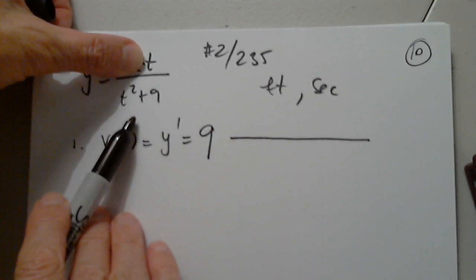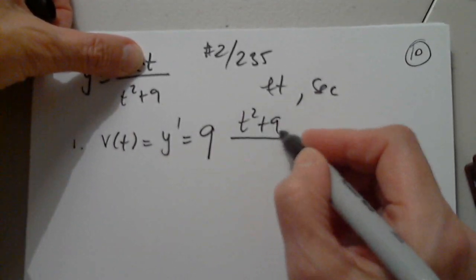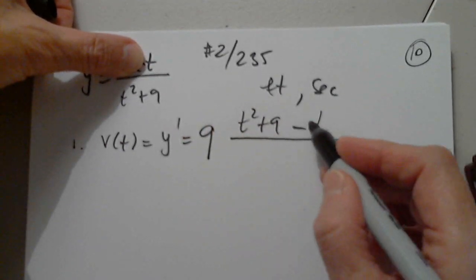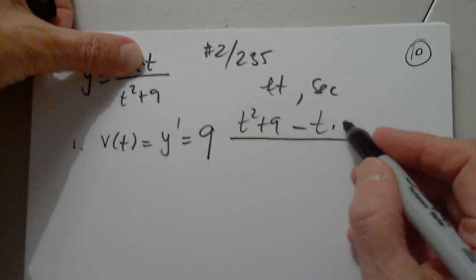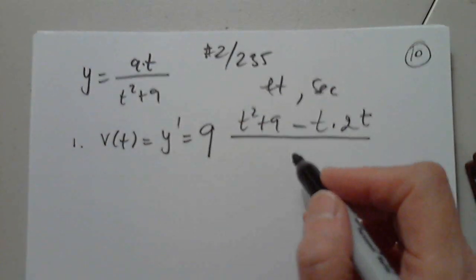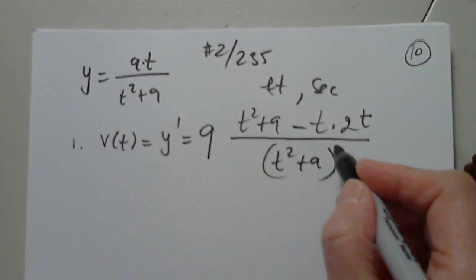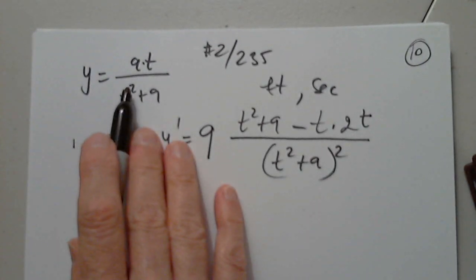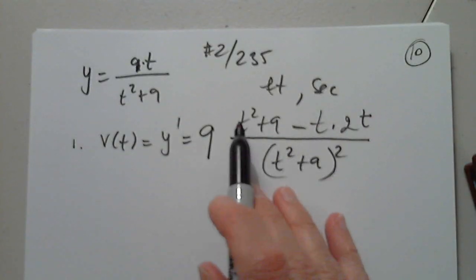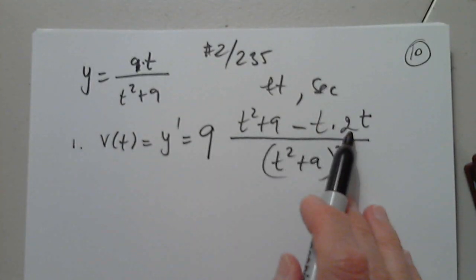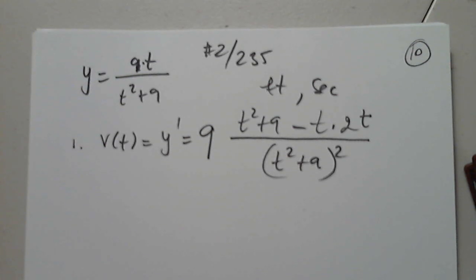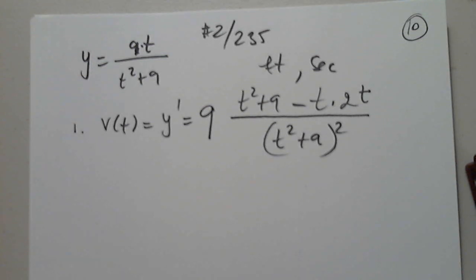t prime is 1 times the denominator minus the top times the denominator prime, which is 2t, over the denominator squared. If you don't leave 9 outside, then you're going to have here 9 and then 81 and then 18, and the numbers are bothering me if I can avoid them. But you don't have to. I recommend it, but it's up to you. In time, you develop your own style.